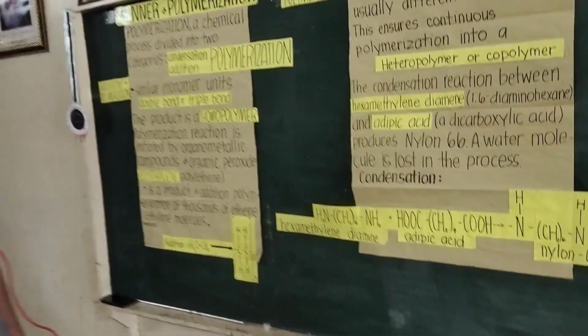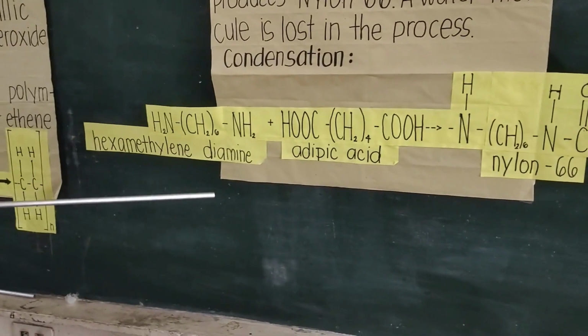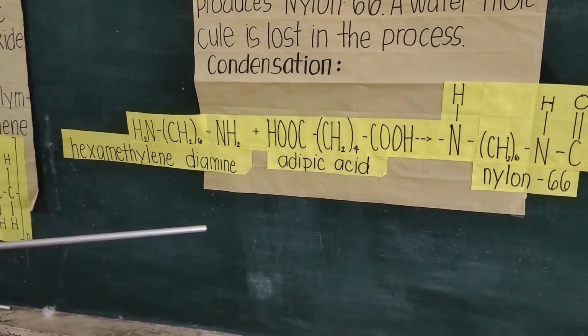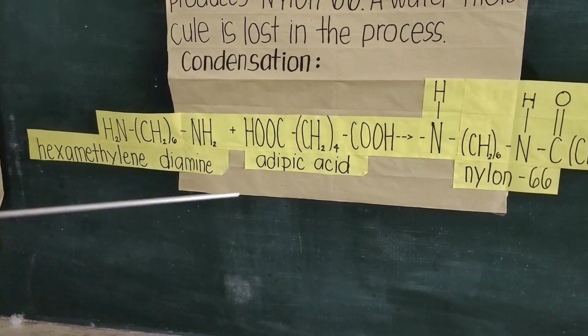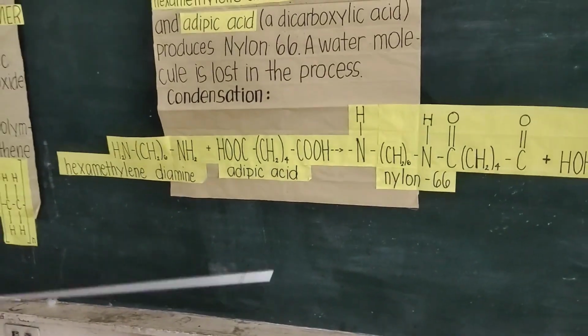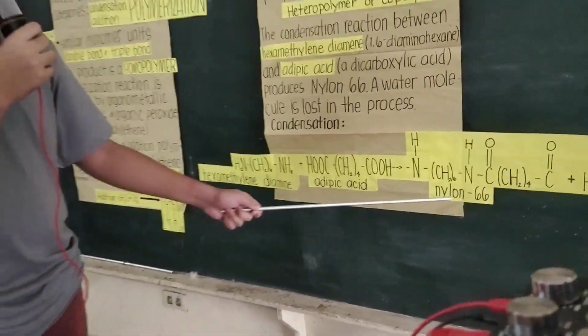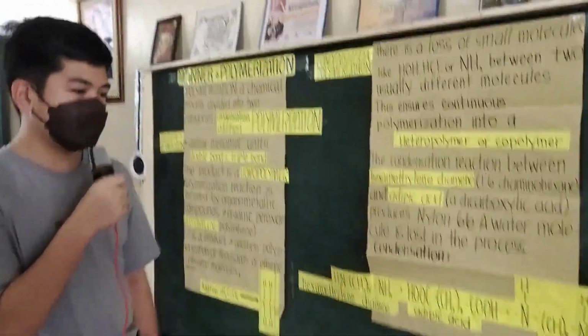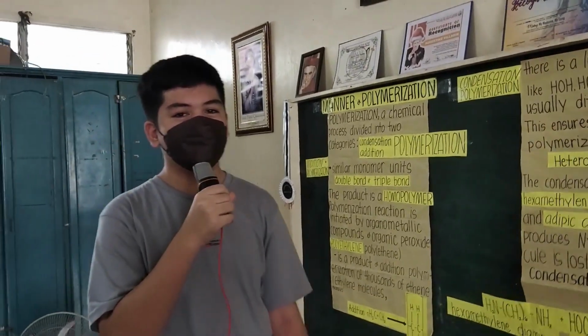Here are some examples. Hexamethylene diamine, or 1,6-diaminohexane, and adipic acid, a dicarboxylic acid. When you combine them, they will produce nylon 66. And that is my part. I will now pass the floor to the next presenter.